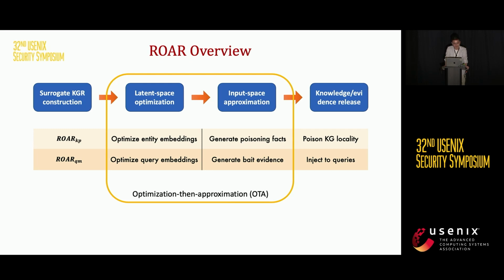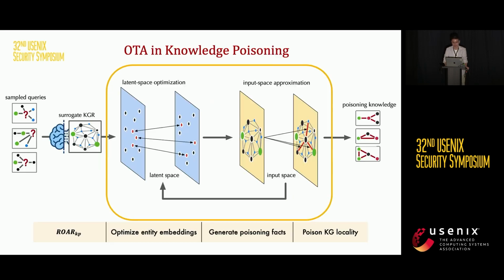In the middle two steps, optimization then approximation, or OTA, we use it because the reasoning system is not differentiable. So we cannot just do optimization to find the attack. We have to split it into two steps. How we apply the OTA is a very critical problem. In knowledge poisoning, OTA first optimizes the entity embeddings, to make the embedding best satisfy our attack objectives.